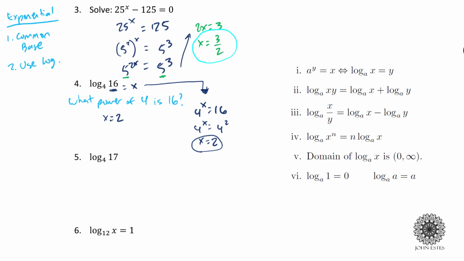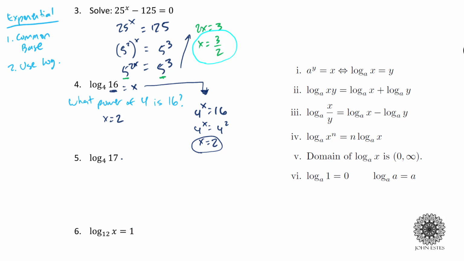For number 5 here, I think in a similar way, there's no x, so I'm going to write an x here. And I think now, what power of 4 gives me 17? That's not something I know off the top of my head. In fact, if I try to write it as an exponential, I don't know what that is either. So I could take the log of both sides.